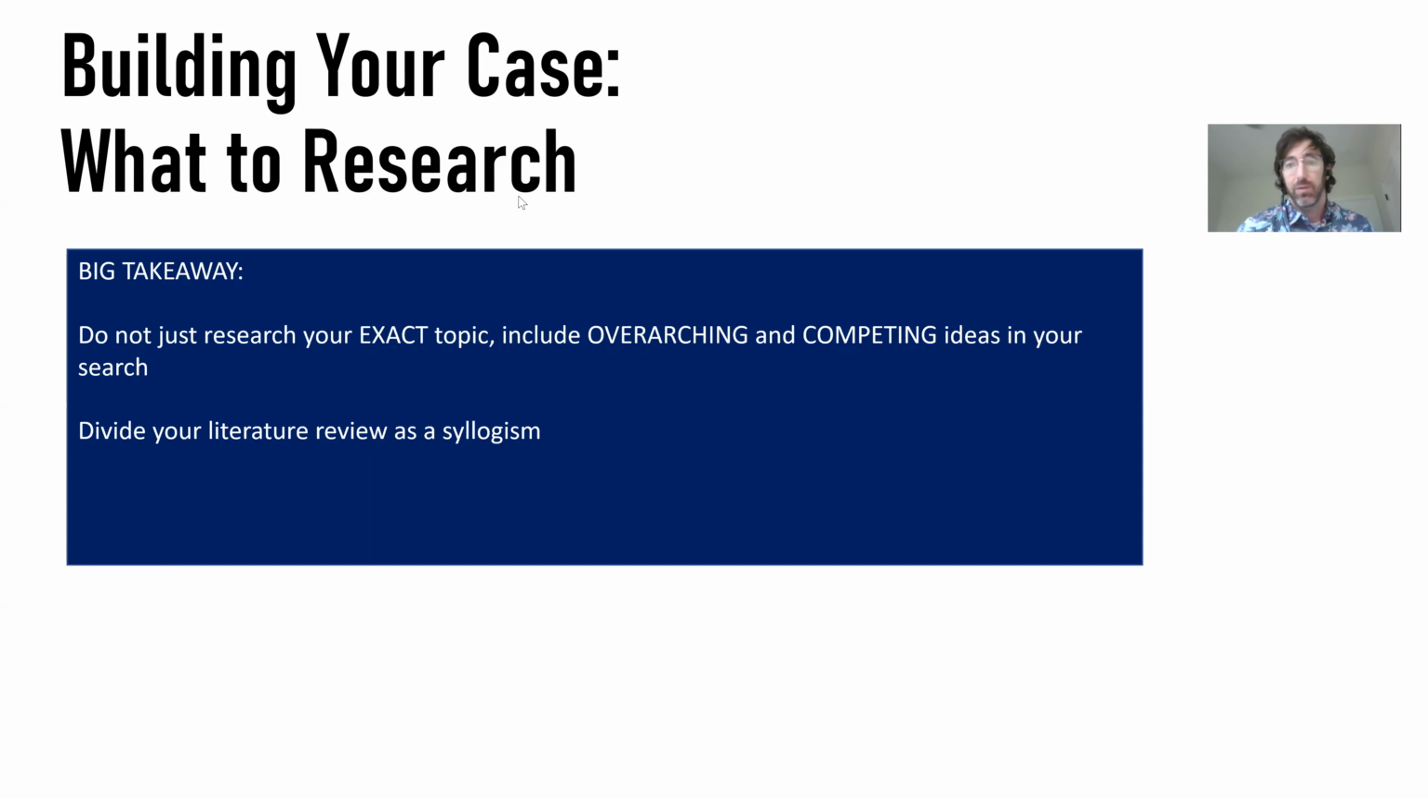So the big takeaways for this lesson are to not just research your exact topic, but look for overarching ideas and competing ideas. And we're going to do that by identifying some themes, and then we're going to take those themes and create a syllogism. Don't worry, we'll get there. Some of you probably remember it, and then that'll help us make the argument we're making in the literature review and organize all the articles we're finding.